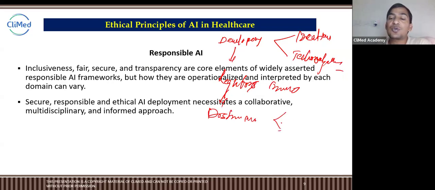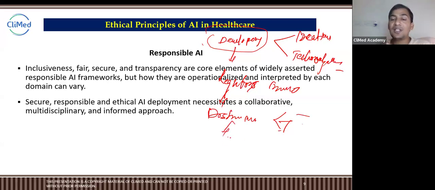Distribution means where to use, how to use, whom to sell to and whom not to sell to. When there are commercial developers, they don't look at the people who are buying it and for what purpose they are buying it. It is very important to understand why they are buying the AI tools. So regulators must focus on the distribution of AI and the uses of AI by the people and their purposes. That is very important.